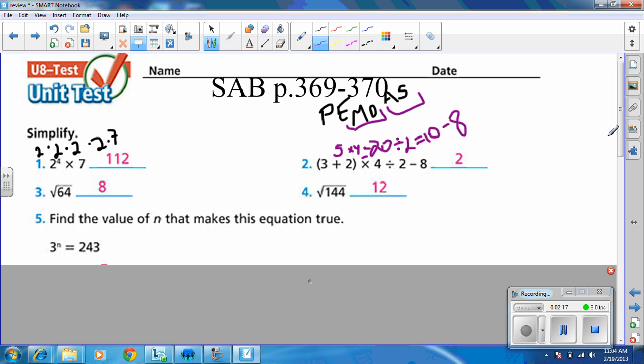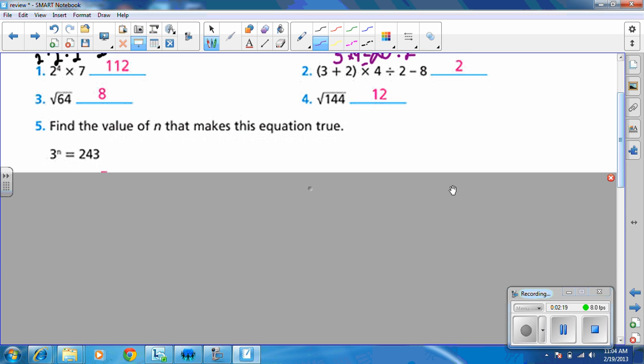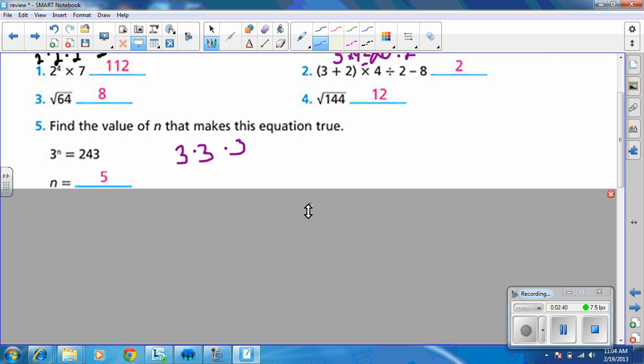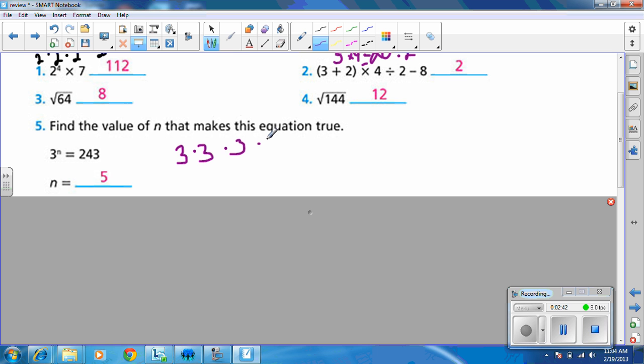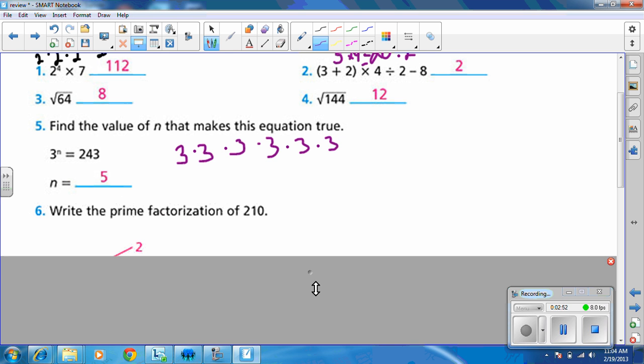Okay, find the value of n here. So 3 to the n, how many times do I need to multiply 3 by itself until I get 243? What I would start doing if I was doing this is just start doing 3 times 3, which is 9, times 3, okay? And see how many it takes. You should find that it takes 5 threes. 3 times 3, 9, 9 times 3, and so on. So if you just worked that through, you would get 5.